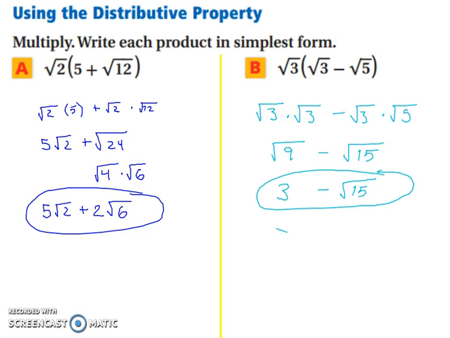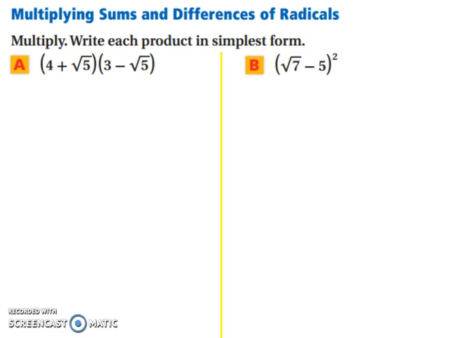So now let's try multiplying sums and differences of radicals. So we're going to multiply the quantity 4 plus the square root of 5 times the quantity 3 minus the square root of 5. So when we do this, remember we distribute each term to each term in the second one. So we distribute the 4 to the 3 and the square root of 5, and we distribute the square root of 5 to the 3 and the square root of 5.